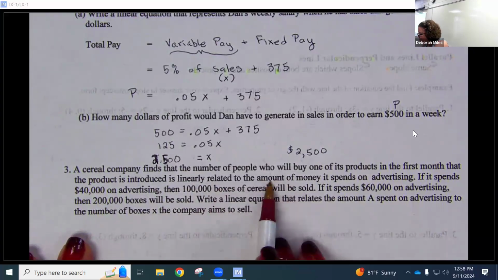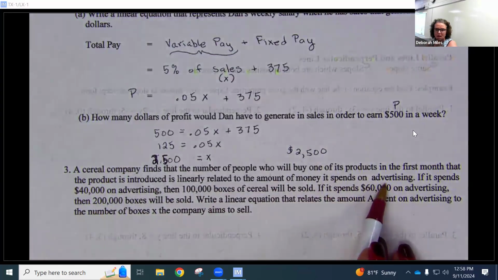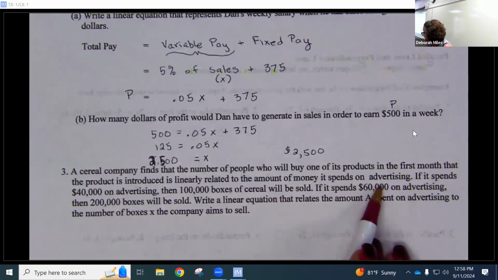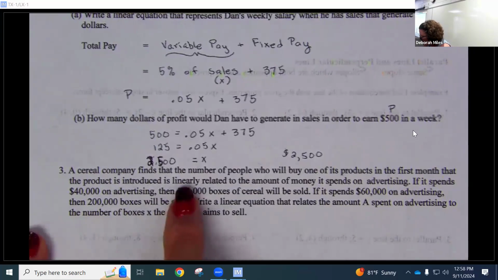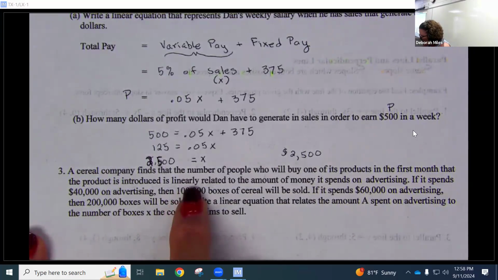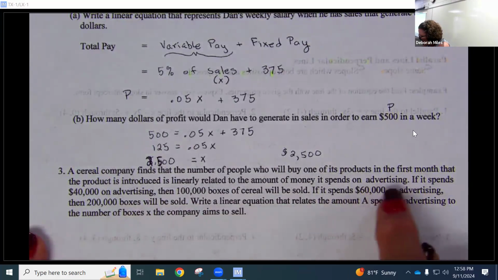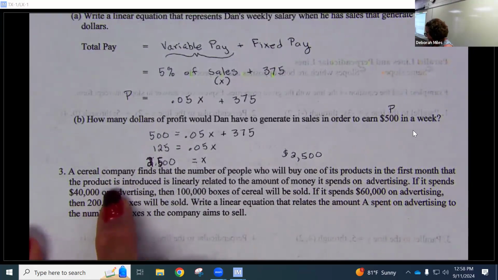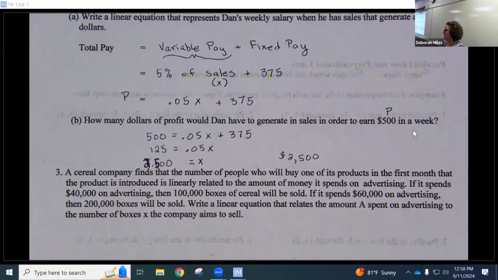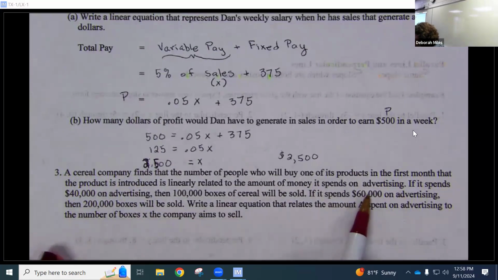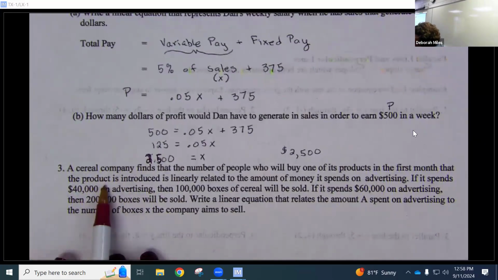It's linearly related to the amount of money it spends on advertising. And you might have to read that first sentence 2 or 3 times to actually get what it's saying. But linear just means we're talking about a line. And it makes sense that the more the company spends on advertising, the more boxes of cereal it would expect to sell. At least the first month. After the first month, you might spend $1 million on advertising and your sales don't continue to grow at the same rate because it's not sustainable. But at least the first month, the more they spend on advertising, the more boxes of cereal they'll sell.